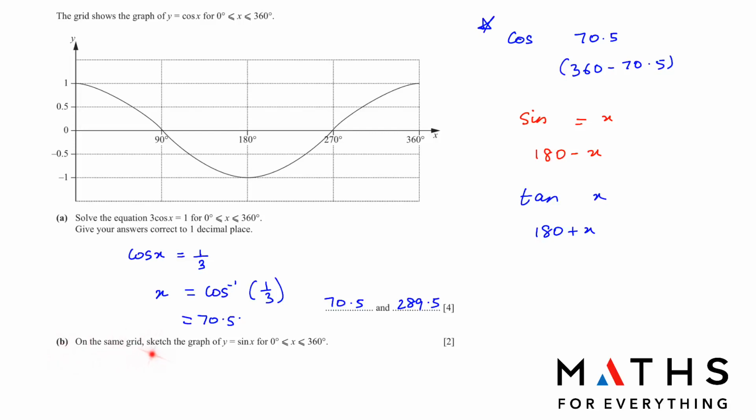Part B, on the same grid, sketch the graph of y is equal to sine x. The sine graph starts from 0. The maximum is 1 and the minimum is negative 1. So at 90, it will go up to 1. Then at 180, it will touch the x-axis. At 270, negative 1. And at 360, 0. If you practice these graphs a few times, daily 2-3 times for a few days, you will be able to memorize it very easily.